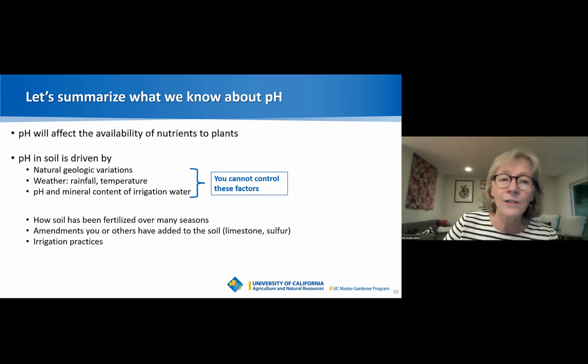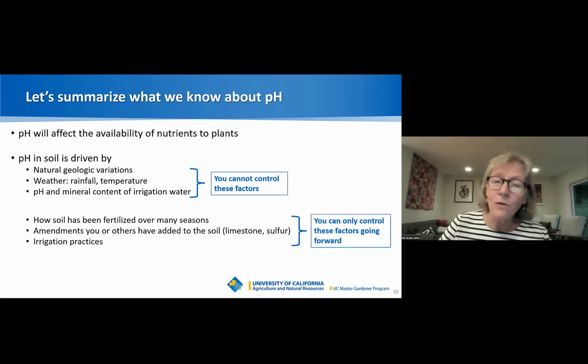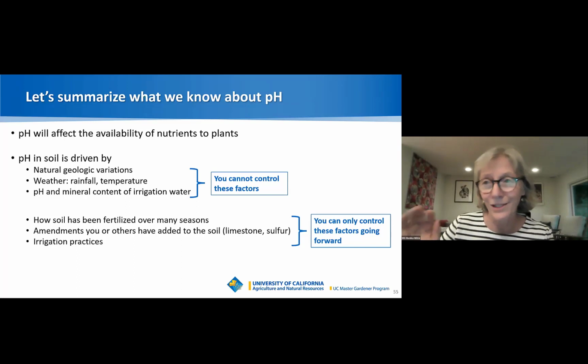The pH in the soil is also driven by how the soil may have been fertilized over many seasons and any amendments that you or others may have added to the soil, and also your irrigation practices. And these are things that you can control going forward, but whatever's been done has already been done. So the starting point is where you are right now.